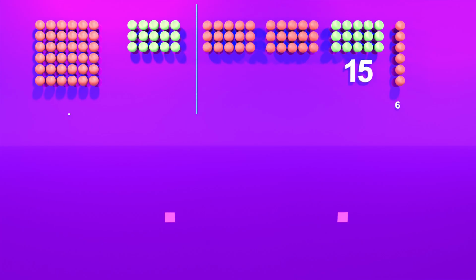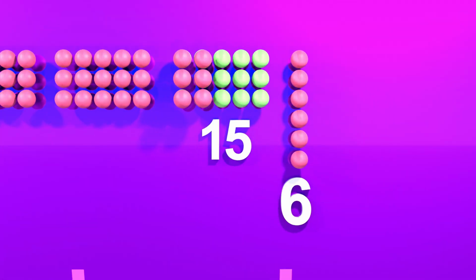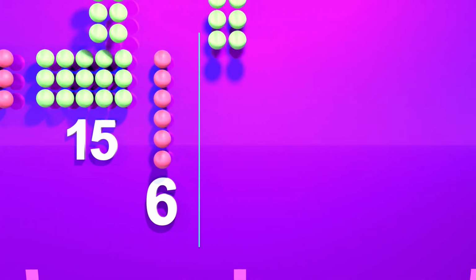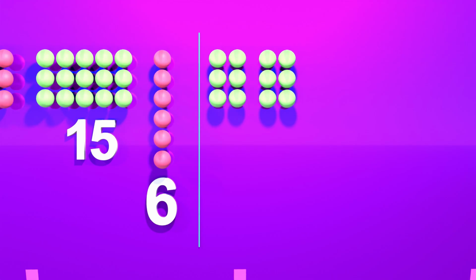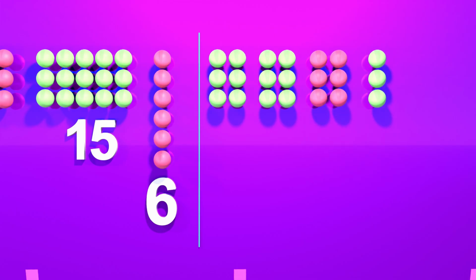Now let's visualize it. So we will work with 15 green balls and 6 red balls. 6 red balls can cover green balls 2 times and leave 3 green balls uncovered. That means we have 2 groups of green balls and each group contains 6 balls. 6 red balls can be put as it is, and 3 green balls are left, so we will put it as remainder. We can arrange red balls.